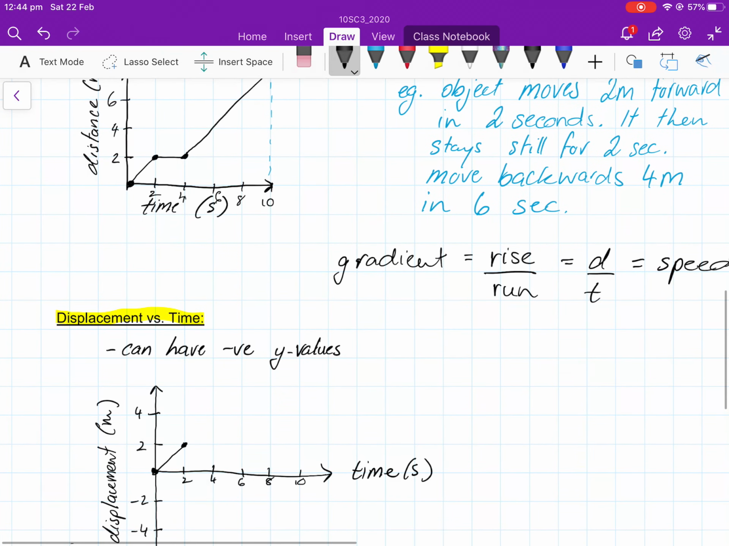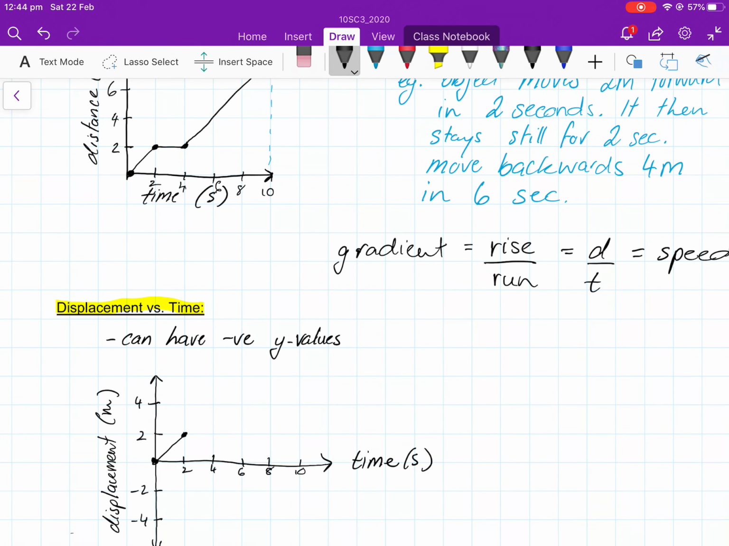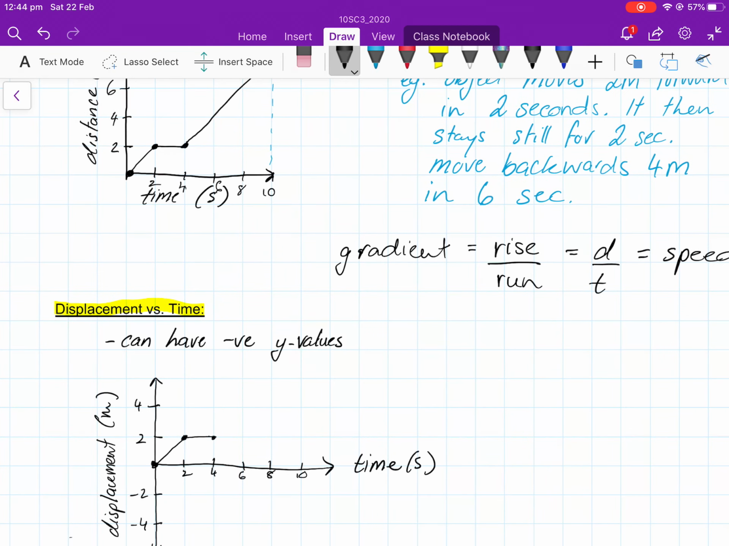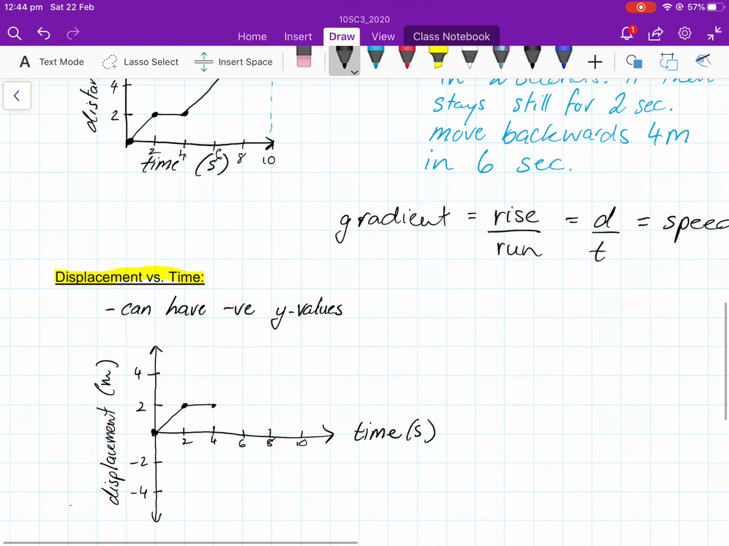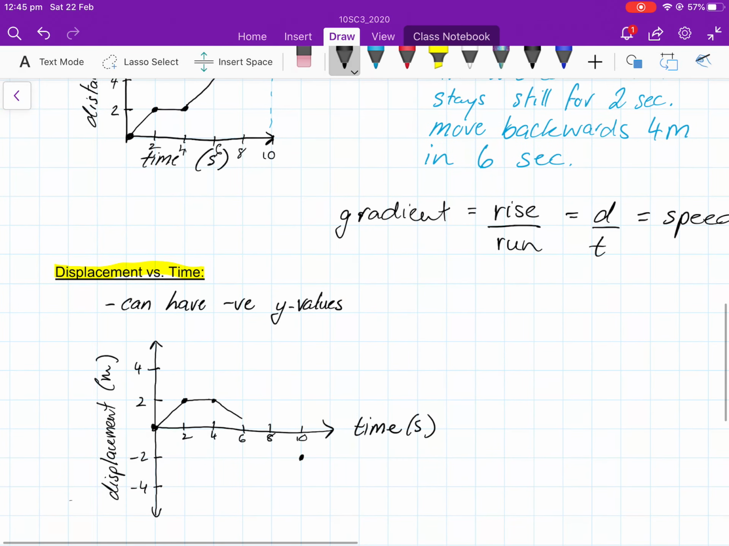It's then going to stay still for 2 seconds, so the displacement doesn't change, but we're now up to 4 seconds. Now here's where it's going to start looking different. We're going to move backwards 4 meters. So in displacement, that's going to be -4. So we're going to end up at -2 on our displacement axis in 6 seconds. So that's going to take us up to our 10 seconds. And this is what your displacement versus time graph is going to look like.